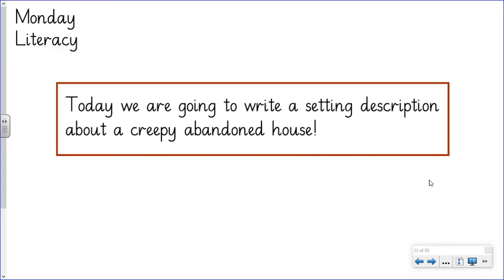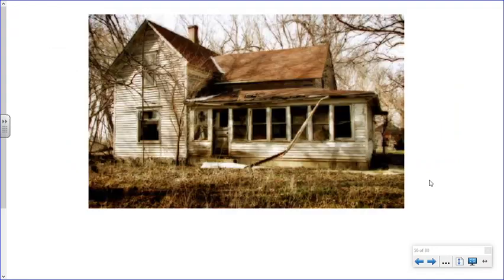Today we are going to be writing a setting description about a creepy abandoned house. Here is the picture of the abandoned house that we are going to use for our inspiration. I just want you to pause the video and have a little look at the picture and think about what you can see in the picture. Maybe write it down on a piece of paper or just have a look. What can you see?